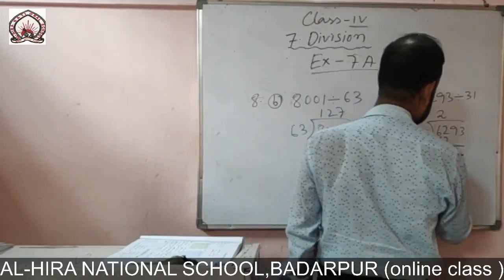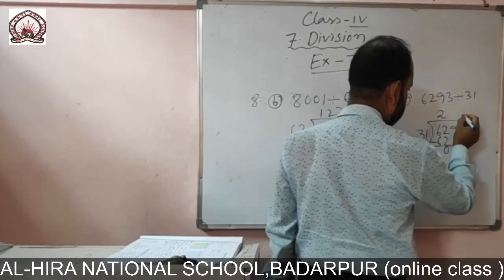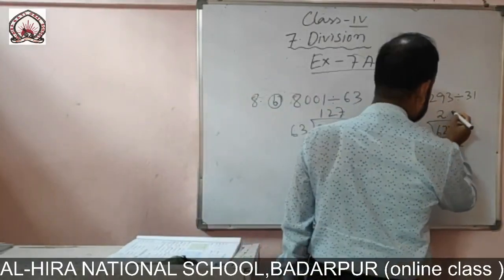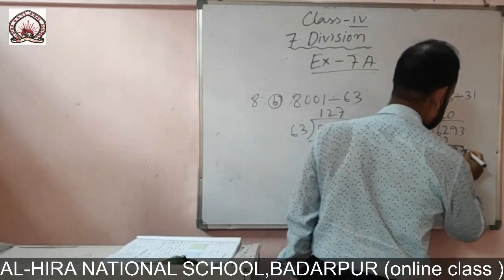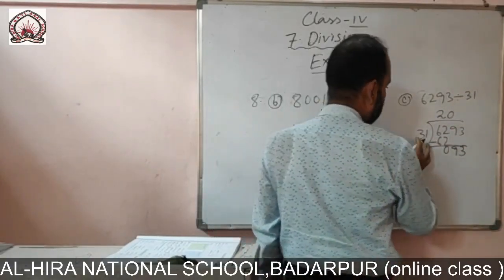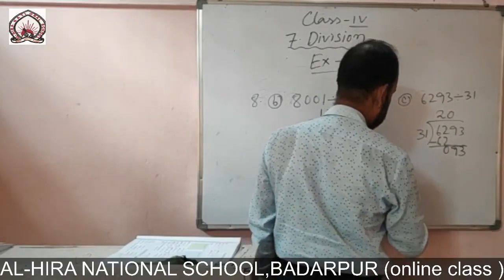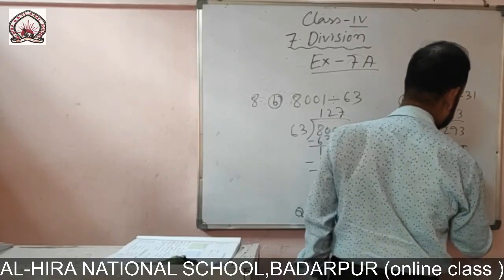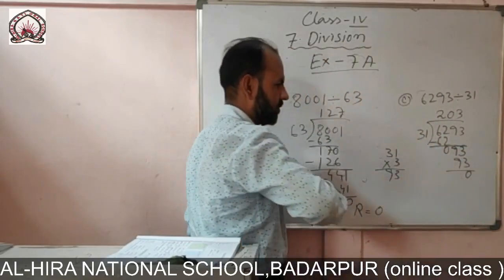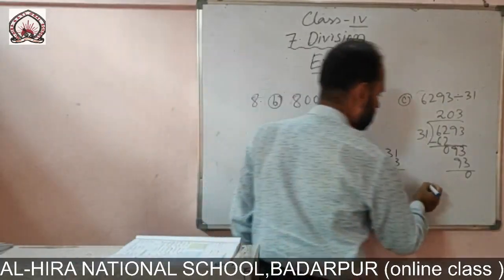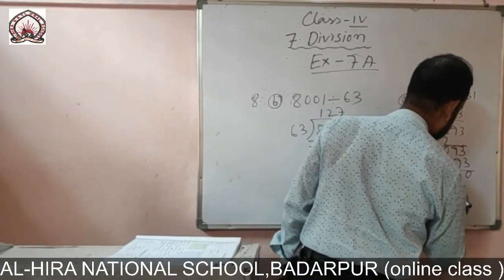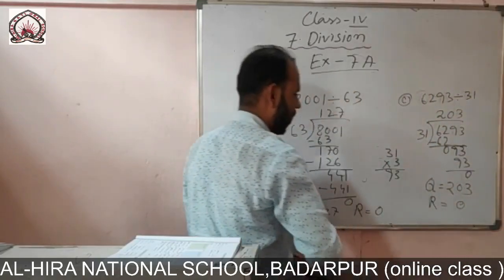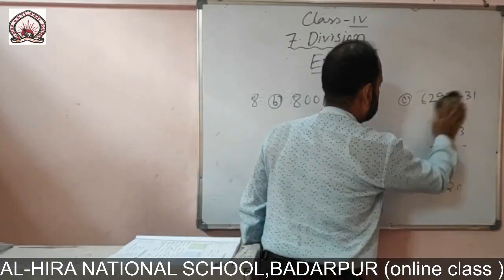digit. At a time, if we take down 2 digits, then here we give 0. That means then we take down 3. Now 93. 31 3s are 93. Yes, 31 3s are 93. Remainder 0. Q equal to 203. R equal to 0. Next question.